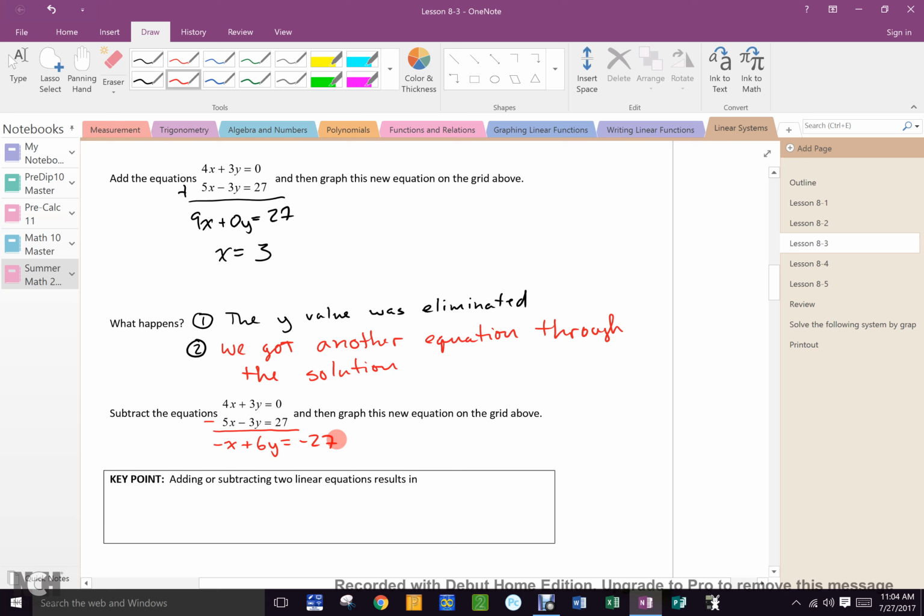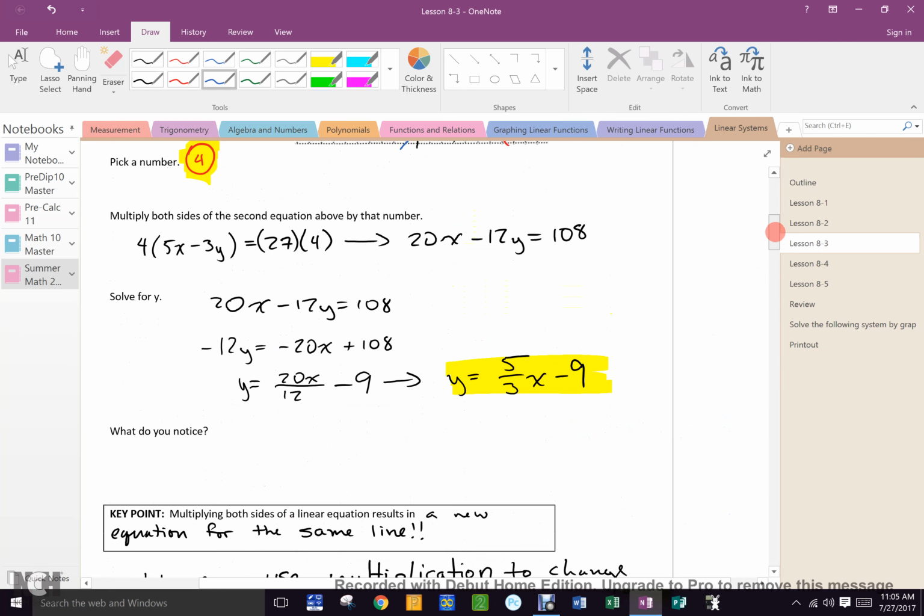Now, I want you to graph this equation. Is that easily graphed? No. So we put it in slope-intercept form: y equals 1/6 x minus 27 over 6, which is the same as 1/6 x minus 3.5. Everybody cool? Okay. Take that and let's put it back on the graph.